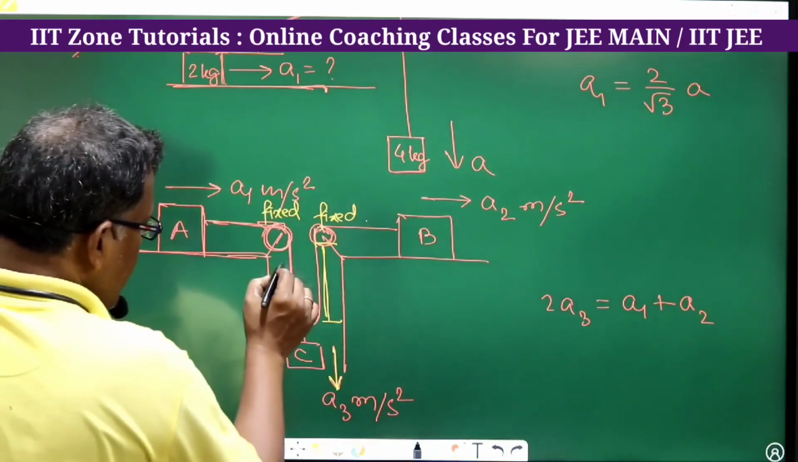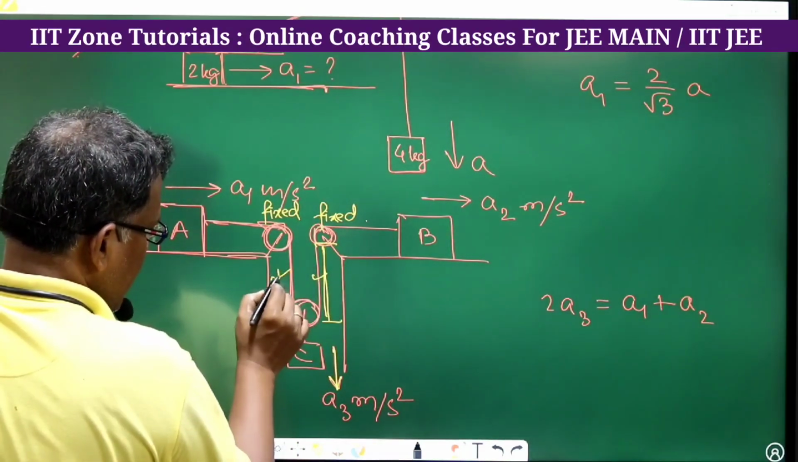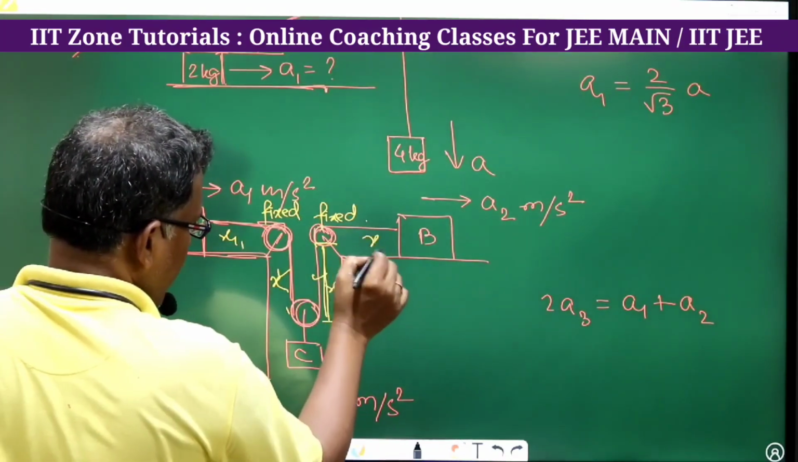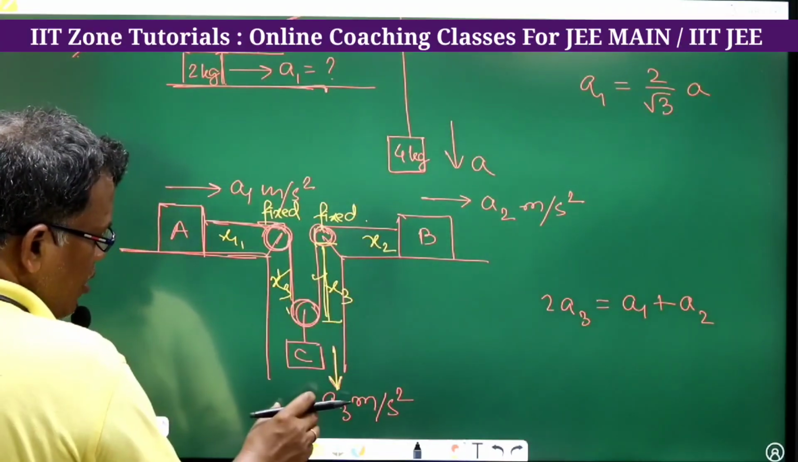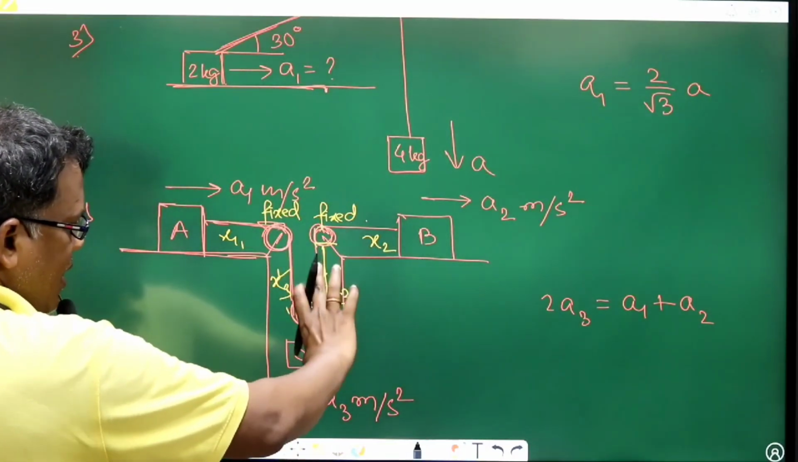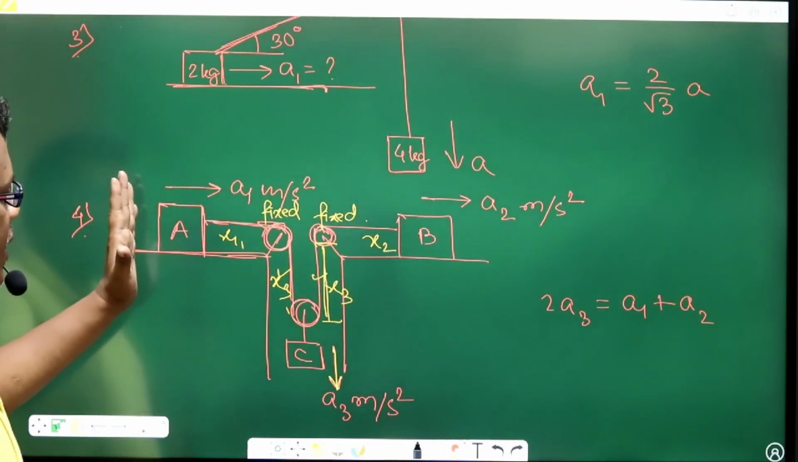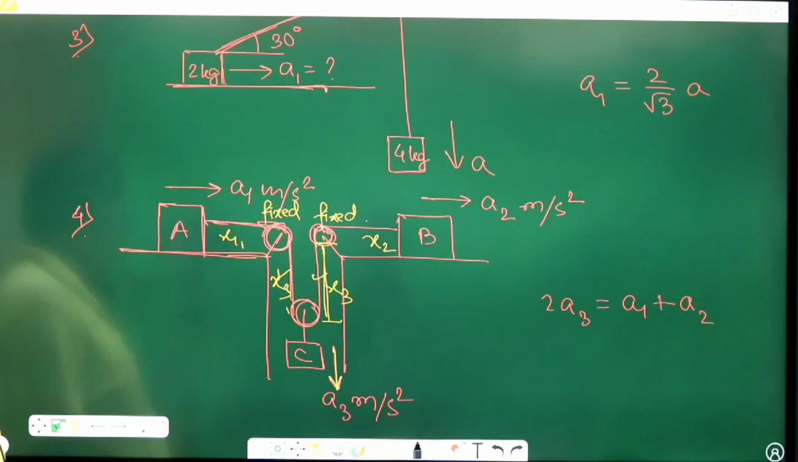So this part and this part, the sum of these two taken. Suppose this is x, this is y, this is x1, this is x2, right? And this part is, suppose, x3. As block C is going downward, definitely x3 is increasing. Not only is A1 decreasing and A2 increasing, but the movement of A1 needs to be more than the movement of A2.